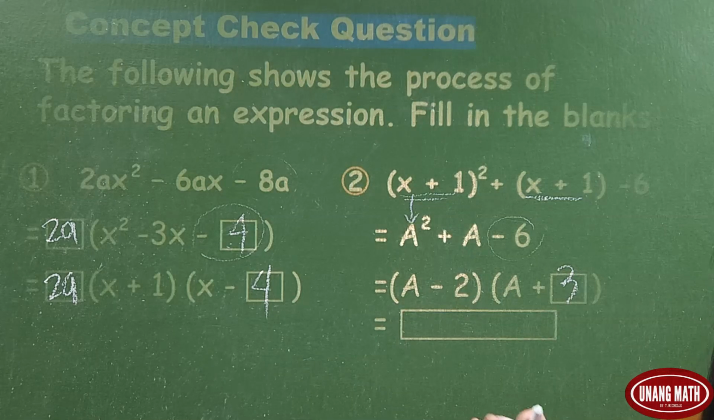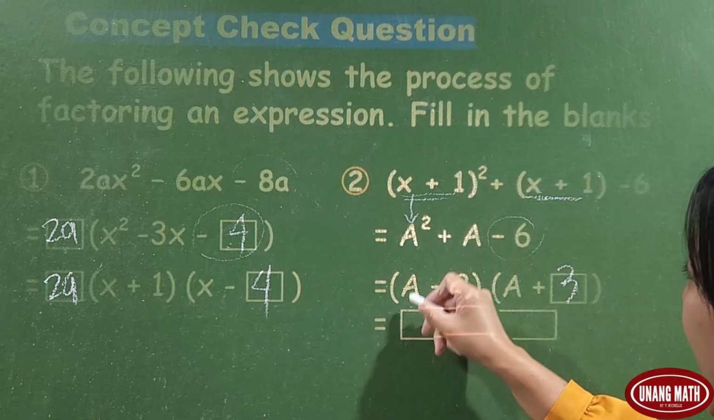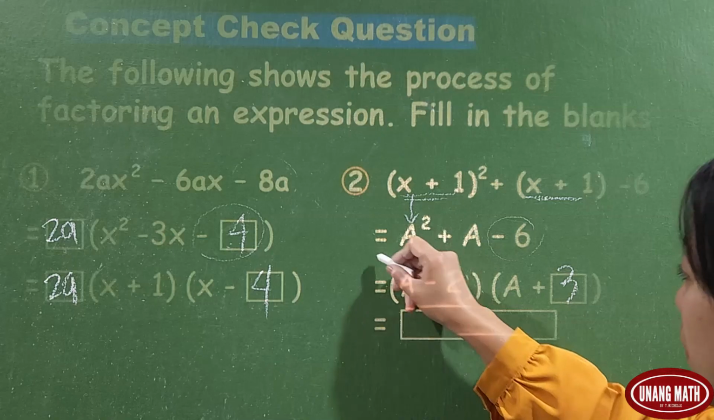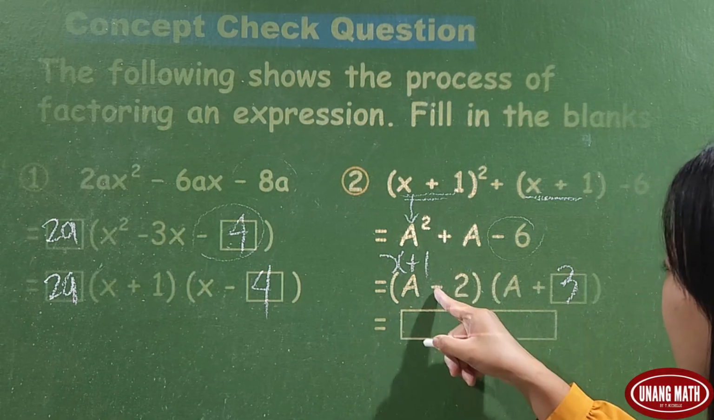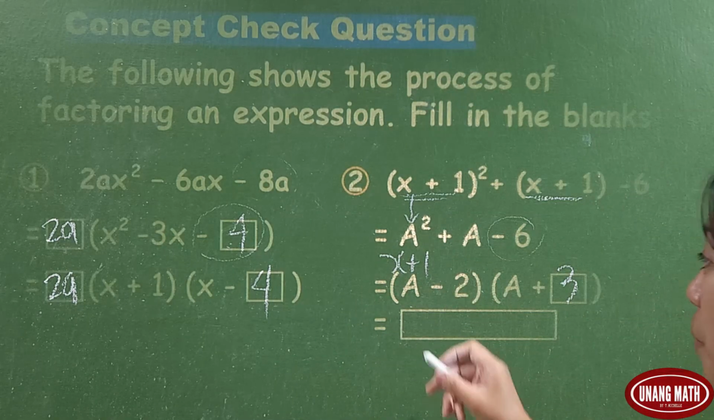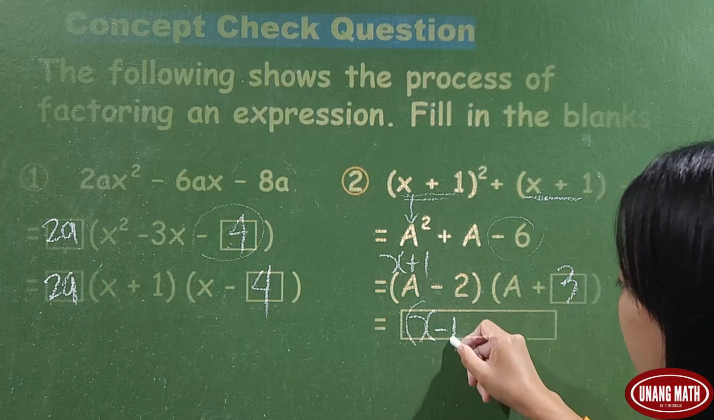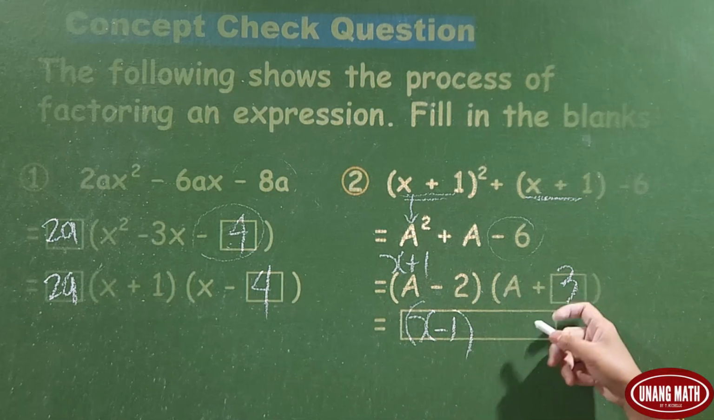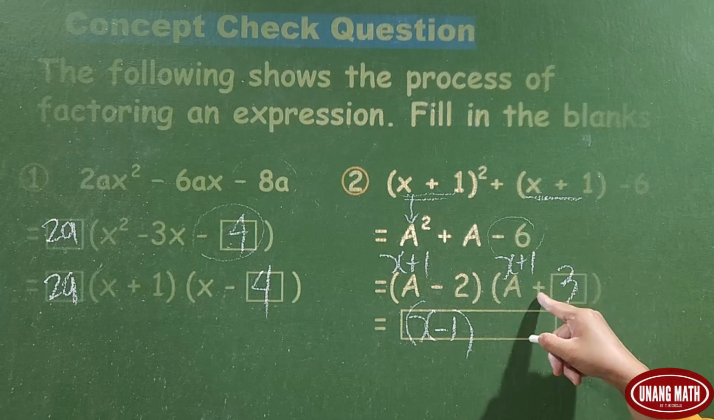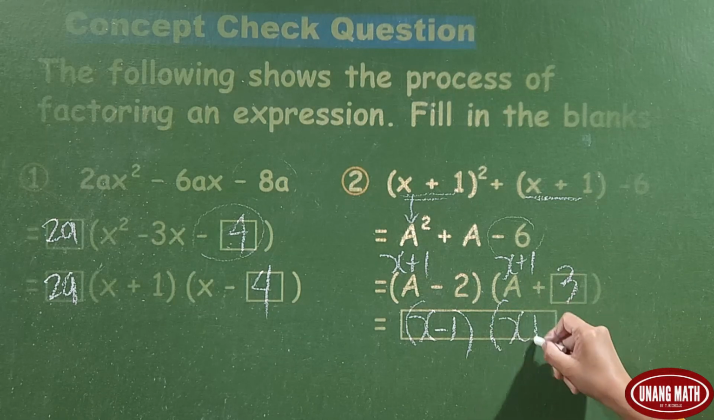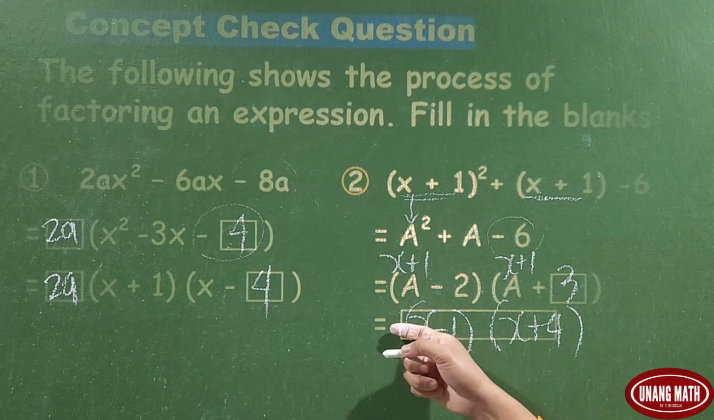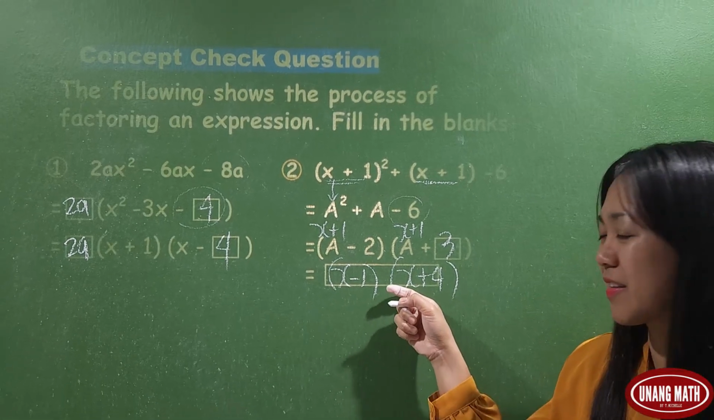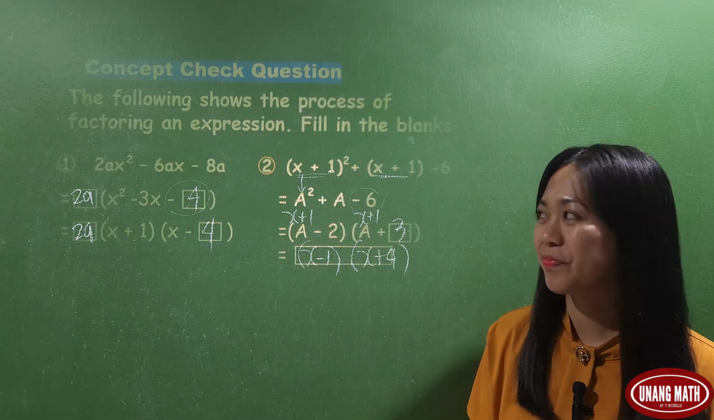This time we will substitute back. a is x plus 1. So this is x plus 1 minus 2, so that would be x minus 1. A plus 3, so this is x plus 1 plus 3. So it means this is x plus 4. So we have x minus 1 times x plus 4.